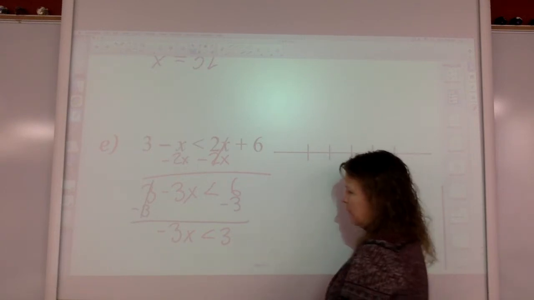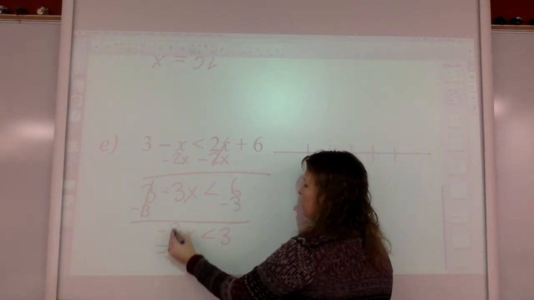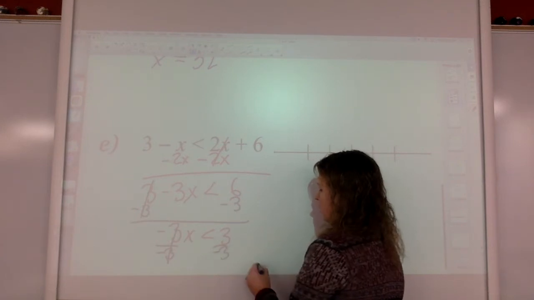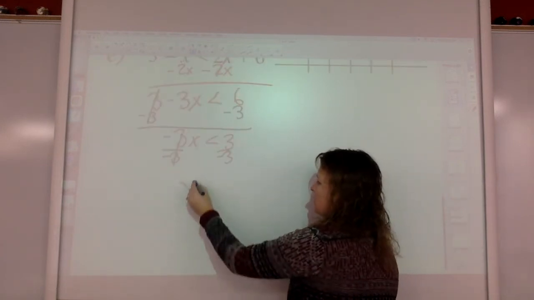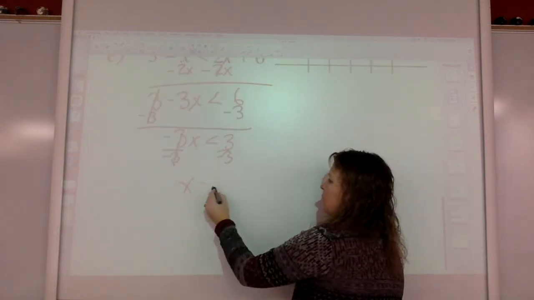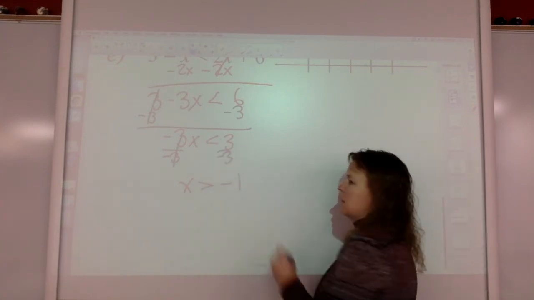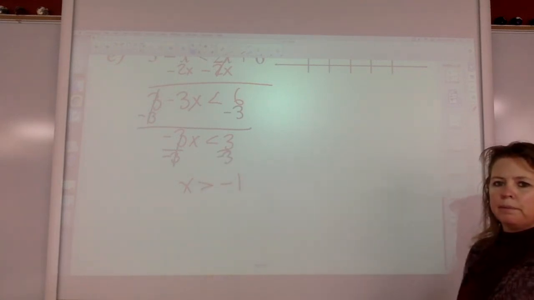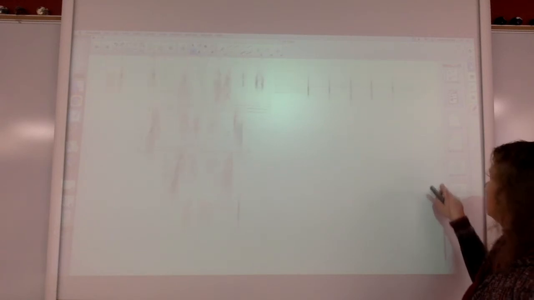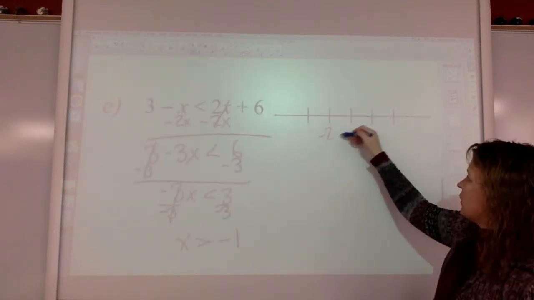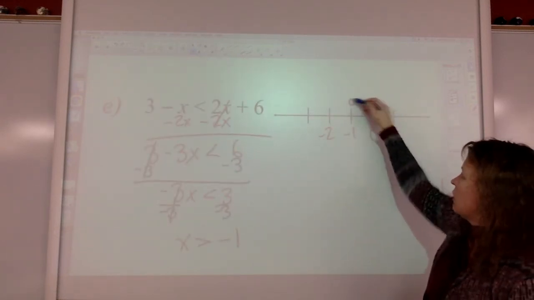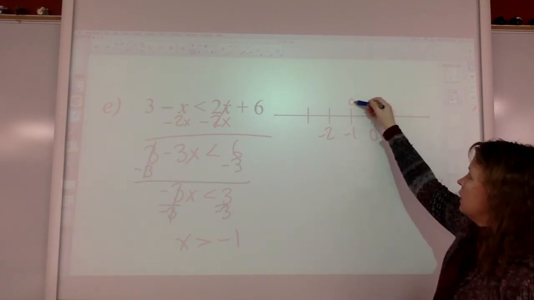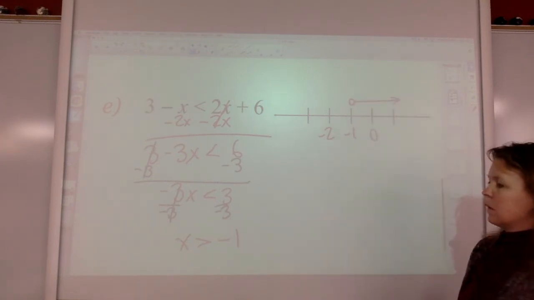One more final step. When you divide by negative 3, you have a final answer of x. Don't forget to flip the sign, and 3 divided by negative 3 is negative 1. Quick graph, make sure your numbers are going in the correct order. -1 is an open circle, and we're going to the right.